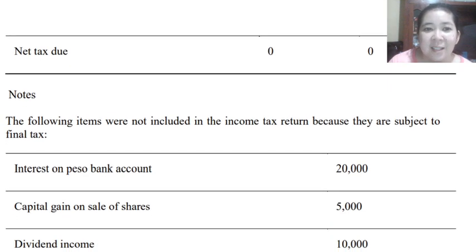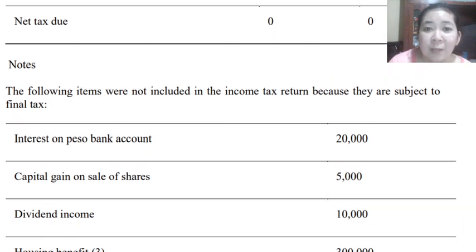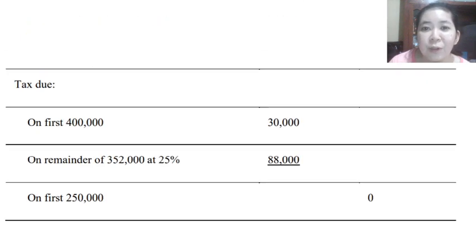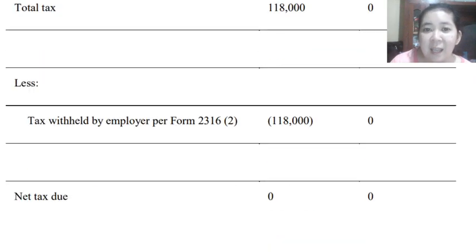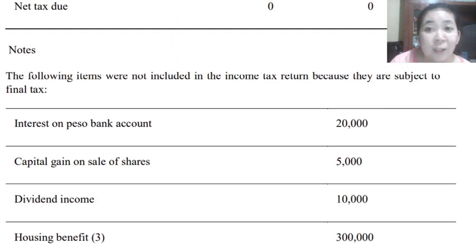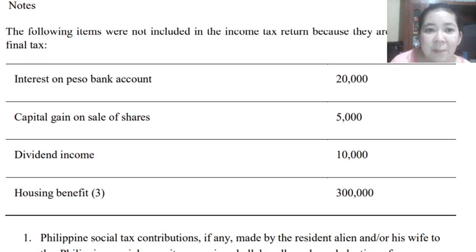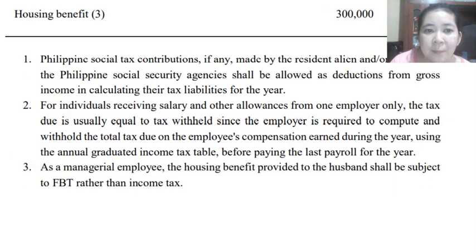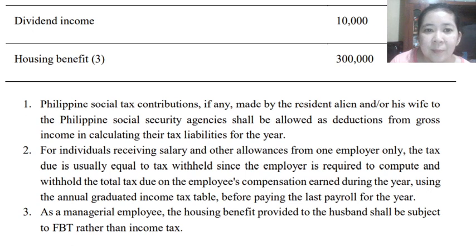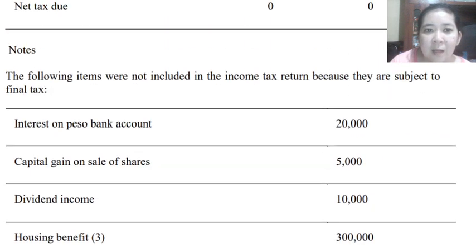Okay, so the following items were not included. If you notice, what we include here are only the salary and the living allowances. Okay, what did we not include in the gross income? Interest on peso bank account. In this case, this is not subject to tax under the passive income. Okay, so it was not included.